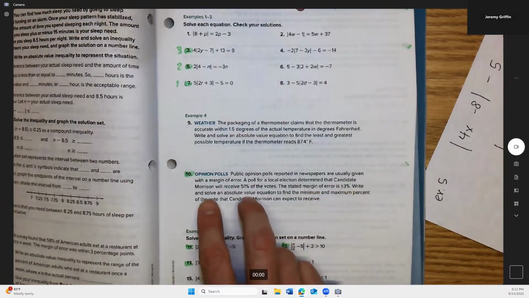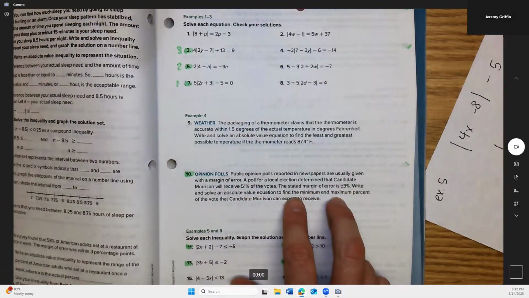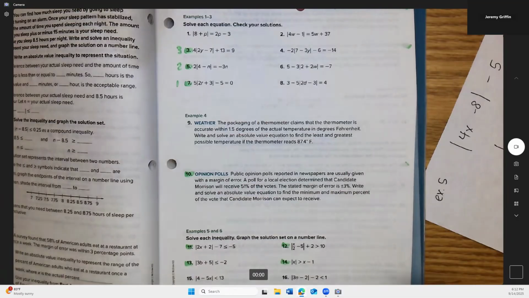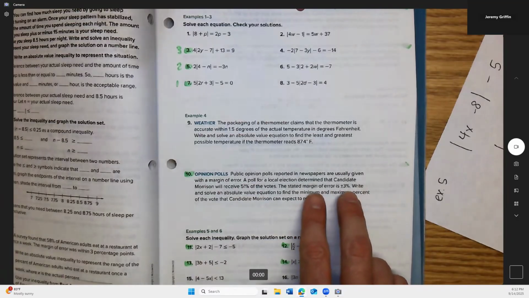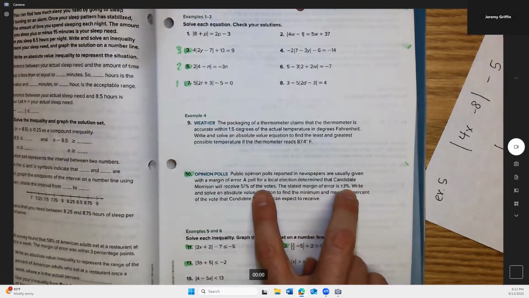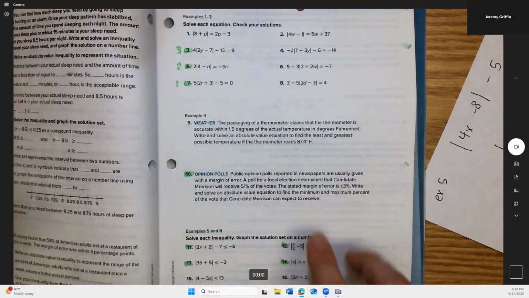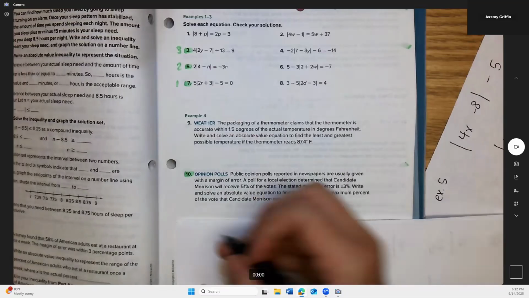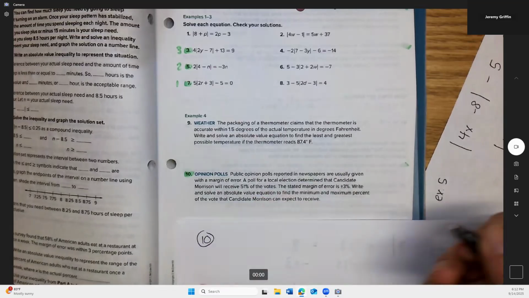Write and solve an absolute value equation to define the minimum and maximum percent he would be expected to receive. And maybe you can sort of intuitively figure out, it's 51% plus or minus 3%. Shouldn't that be between 48 and 54%, something like that? Right. But let's do this systematically.